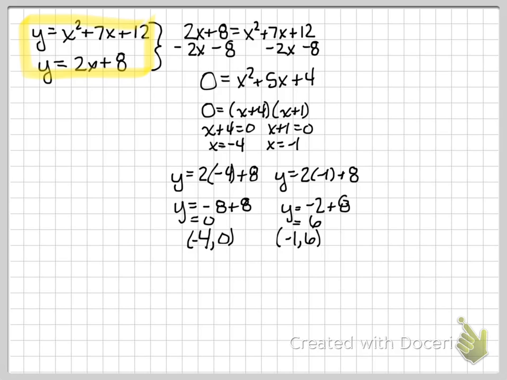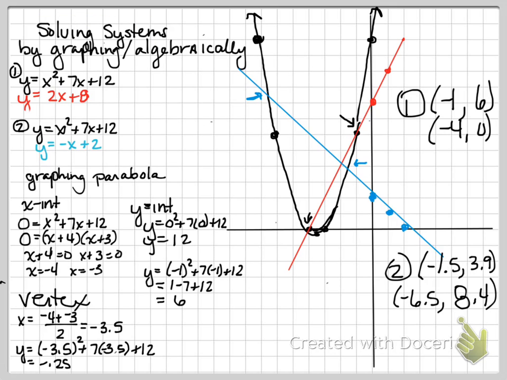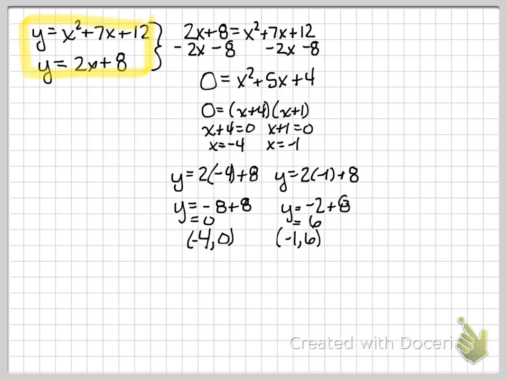Now those numbers should seem familiar to you. I'm going to flip back to the previous screen. And notice that our original solutions were negative 1, 6, negative 4, 0, which are exactly the same as what I have here. They should match. The reason they should match is that they are two methods for solving the exact same equations. Our equations didn't change, just the way we solved them. And that's an important concept for you to remember.